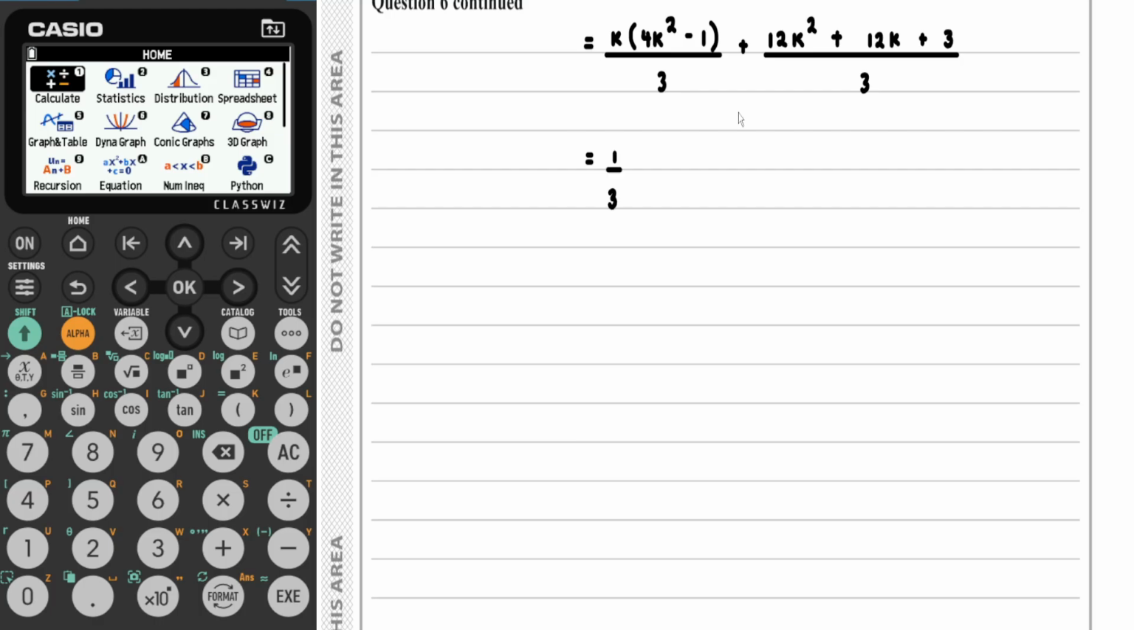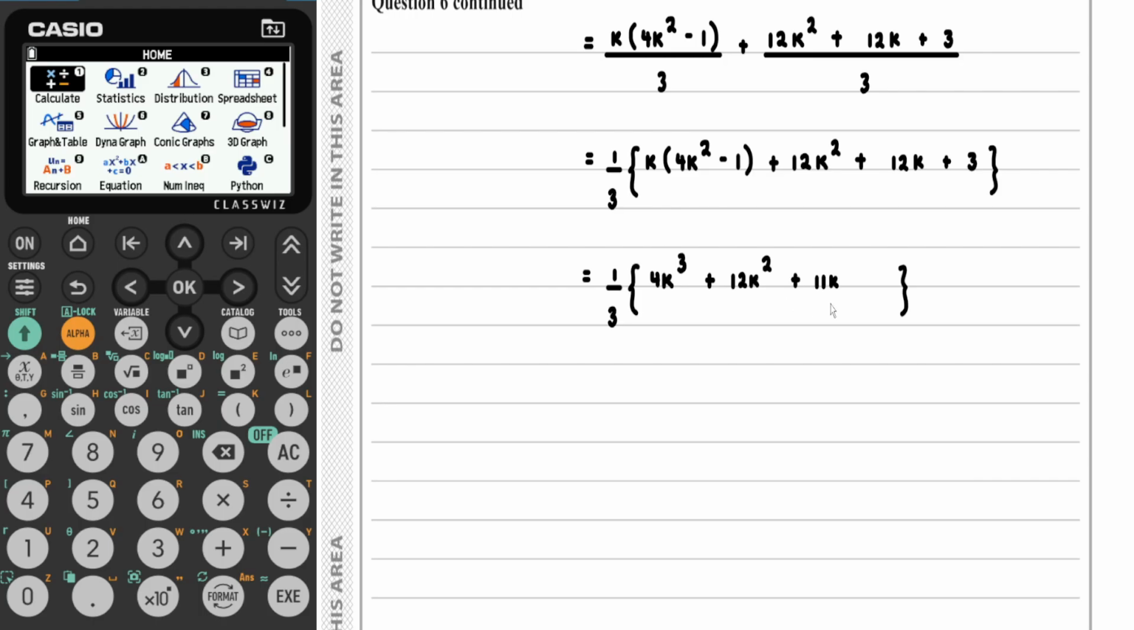If I take out a 1/3 as a factor, we would have a third times k times 4k squared subtract 1 plus 12k squared plus 12k plus 3. And so if we simplify inside the bracket, we would have 4k cubed plus 12k squared plus 11k plus 3. We need to somehow factorize this, and the way we can do that is to use the cubic solver on our calculator and then work backwards.